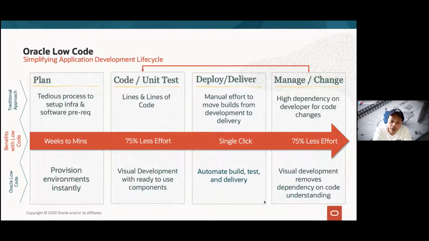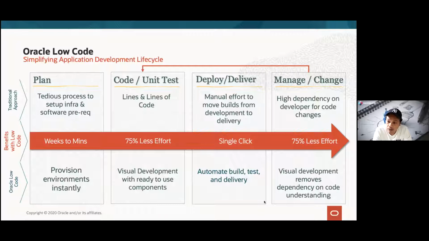And when it comes to delivery and deployment, as you know, you need to set up your UAT environment and your production environment, etc. To move builds from development to UAT to production, you can of course use proper CI/CD tools. But using a low-code platform, it will provide you those automated build and automated deployment capabilities.